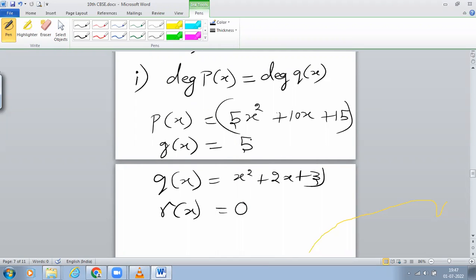So please remember like this. You can give an example like this for this particular question: degree of p of x is equal to degree of q of x. Completed? Okay, next.